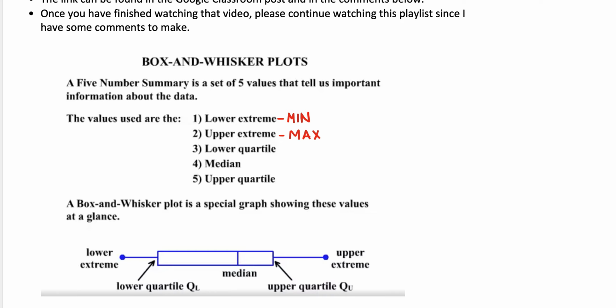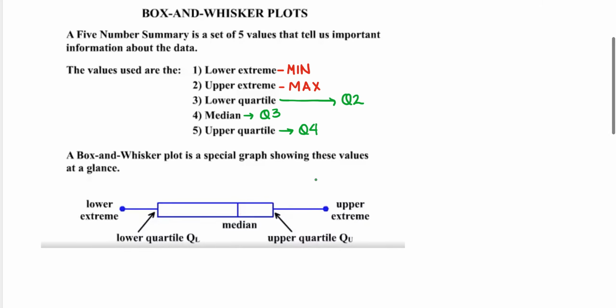The lower quartile is referred to as Q2. The median is Q3, and the upper quartile is Q4. Okay, so when you have your graph of your box and whiskers plot, the lower extreme is going to be your minimum value, this spot here, and your upper string is going to be your maximum value.